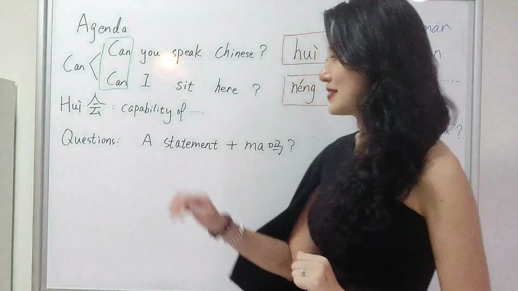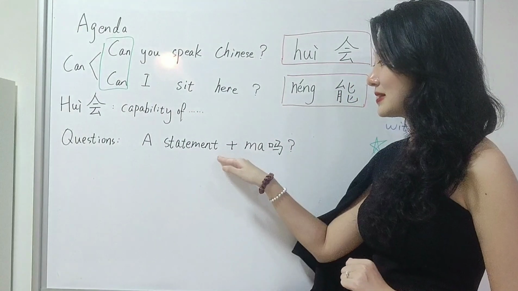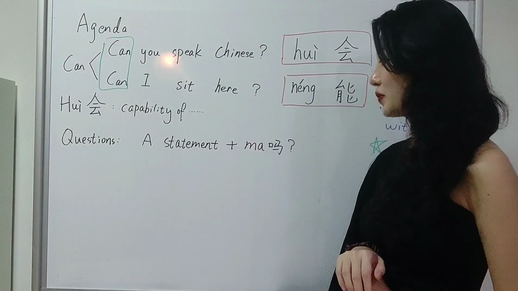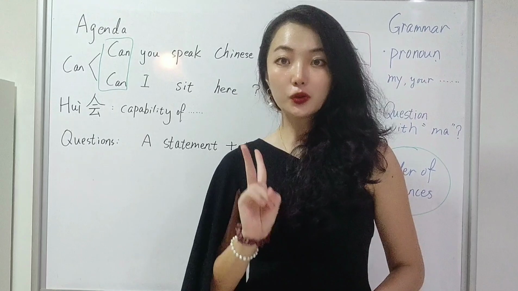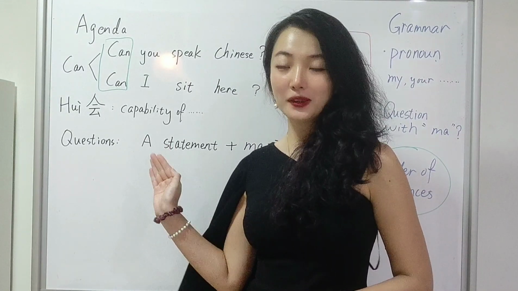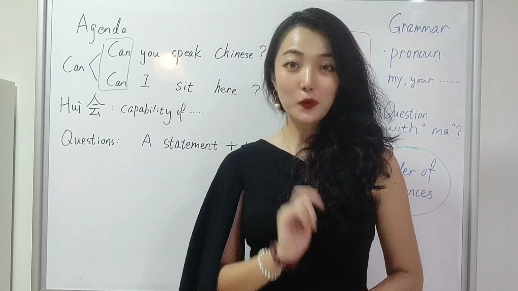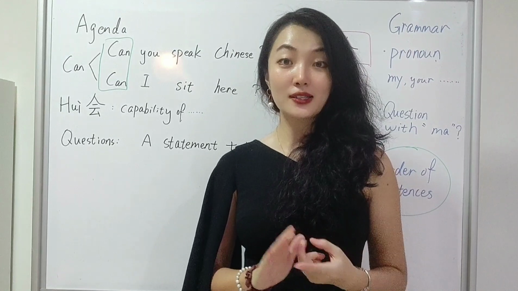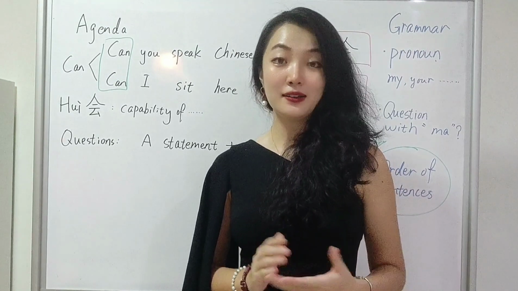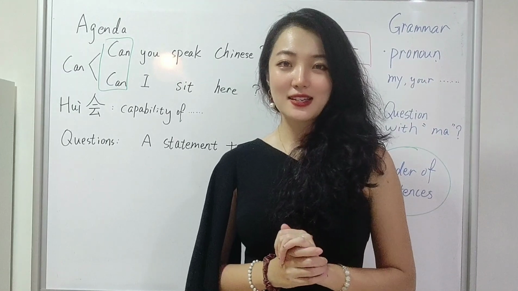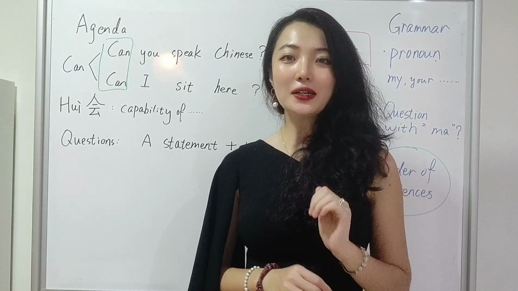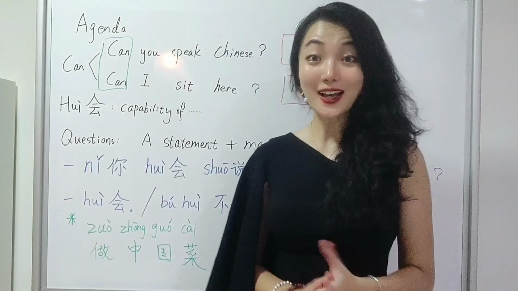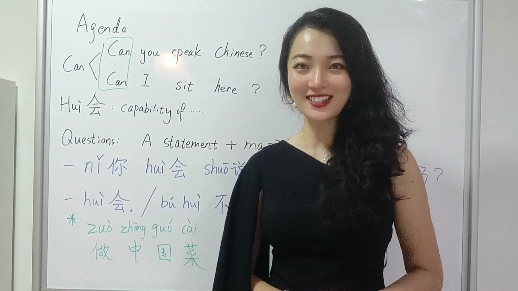So in this case, let's follow this formula. A statement plus ma, and it ends with ma, and then a question mark. There are two key factors when you use this formula to ask a question. Factor number one is there are no question qualifiers, which are what, when, who, which, how, etc. Second is this type of question can only be answered with either yes or no. So now, can you ask, can you speak Chinese?